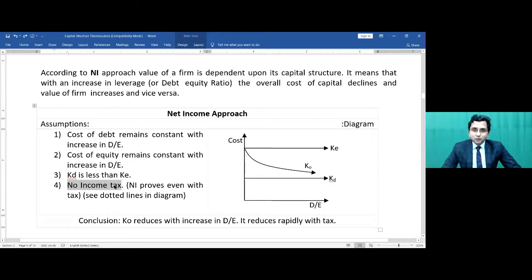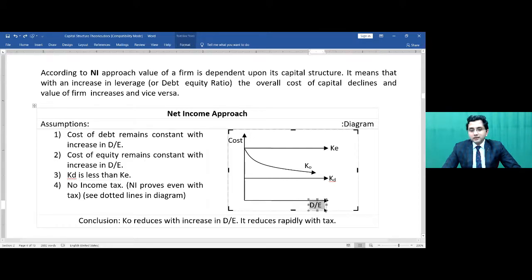So the proponent of this approach assumed that a company is not required to pay any income tax on its corporate income. Now, this assumption is rarely true in practical life, but anyways, this is one of the assumptions of the approach. In this case, when you increase the debt equity ratio, that is, when you move towards the right on the x-axis, the proportion of the cheaper source will increase and the proportion of the expensive source will reduce, and therefore the overall cost of capital keeps on reducing.